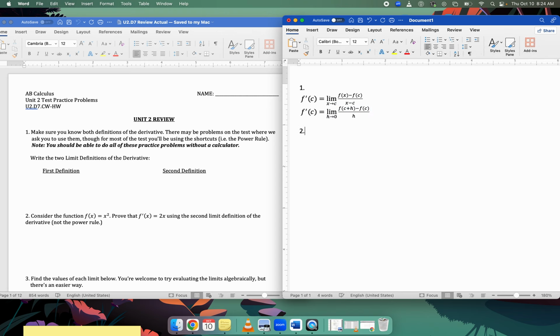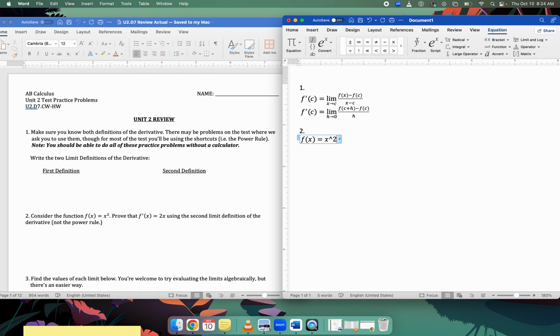Number 2, consider the function f of x equals x squared. Prove that f prime of x equals 2x using the second limit definition of the derivative, not the power rule. So here f of x equals x squared. If I use the second limit definition, in this case, I'm looking for the derivative of the function not at a particular point like 5 or 6 or 7. I'm looking for the derivative in general.